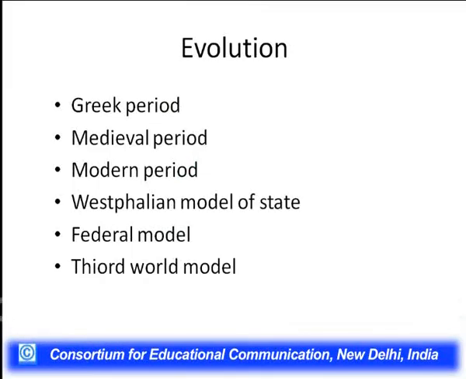And here, in fact, two issues become important. One is the structural institutional issue, another is a functional issue. But before we start our discussion on this structural, institutional and functional part, the evolution becomes important, that is, how the modern state has evolved.